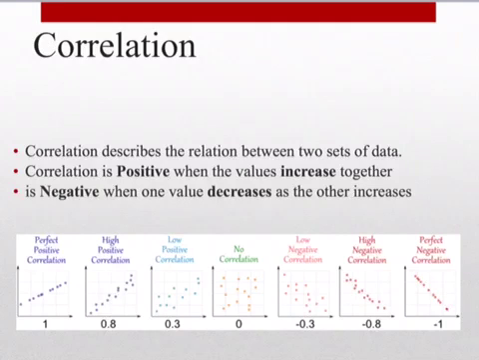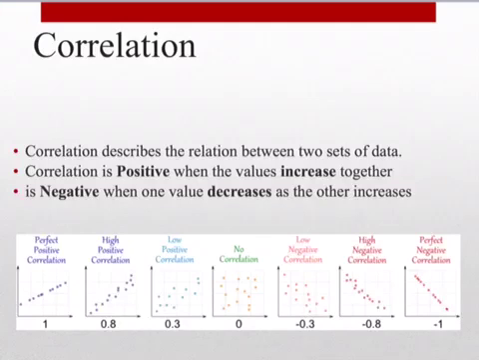So after you plot your points in your scatter plot, they're going to be something similar to these graphs. It'll be one or the other. And that's what we want to look at, the correlation. Correlation describes the relation between the two sets of data. So either your correlation is positive. If it is positive, that means both your sets of data are increasing together. If your correlation is negative, that means one value is decreasing while the other value is increasing.